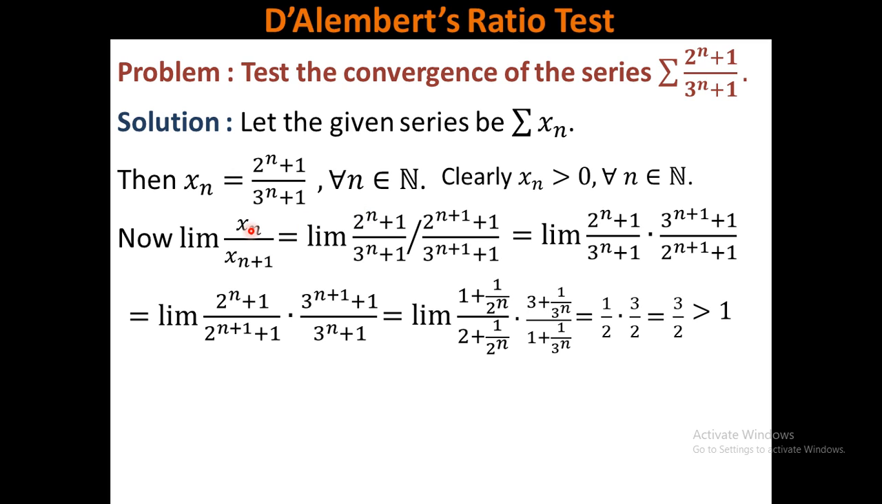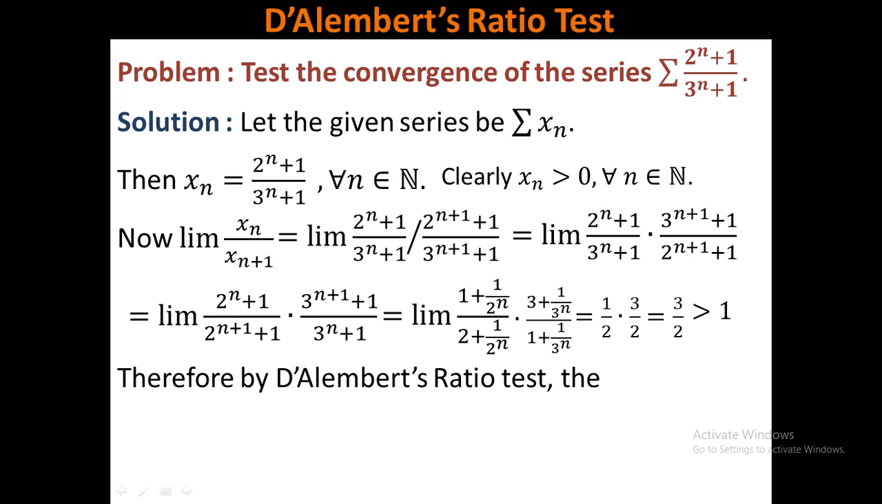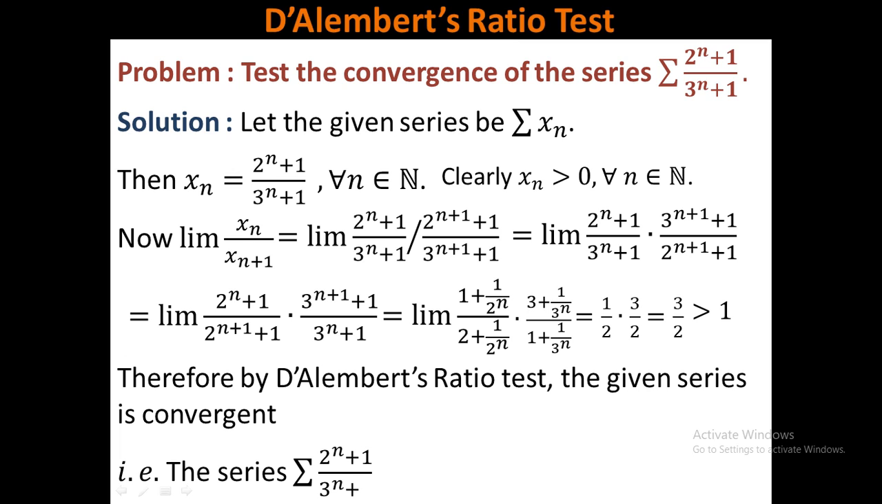So since here xn upon xn plus 1 is greater than 1, by D'Alembert's ratio test the given series is convergent. That is, the series summation 2 to the power n plus 1 upon 3 to the power n plus 1 is a convergent series. Okay. So here I discuss the nature of the series.